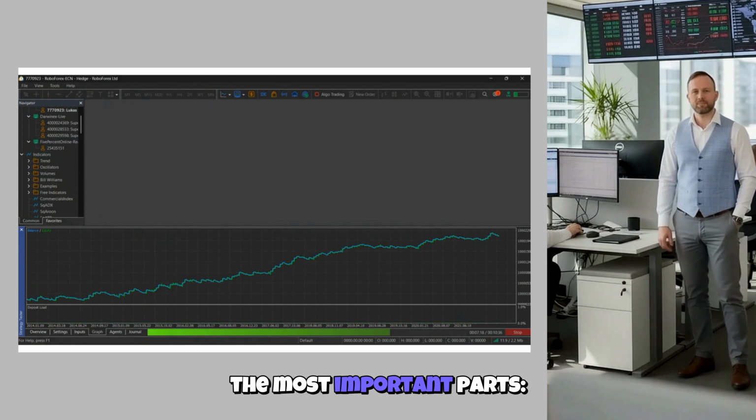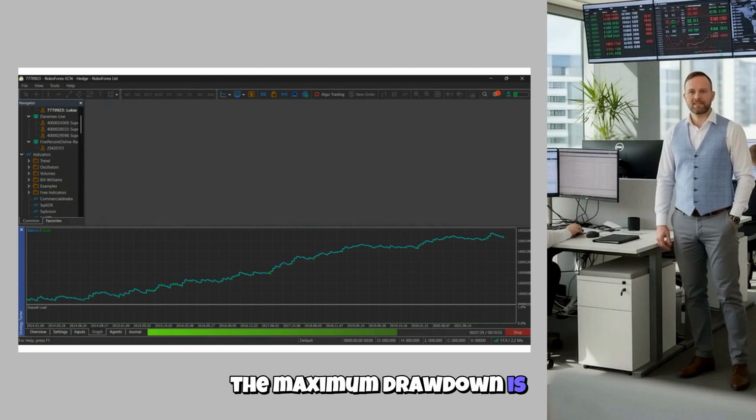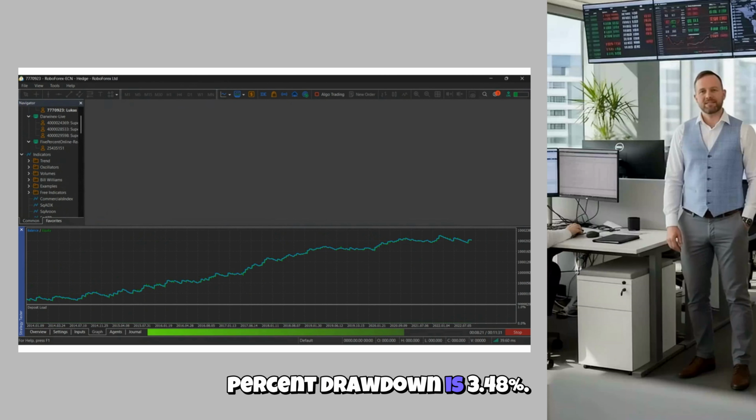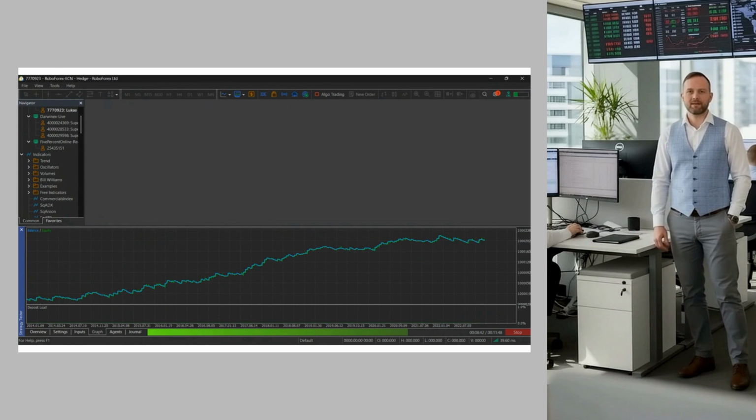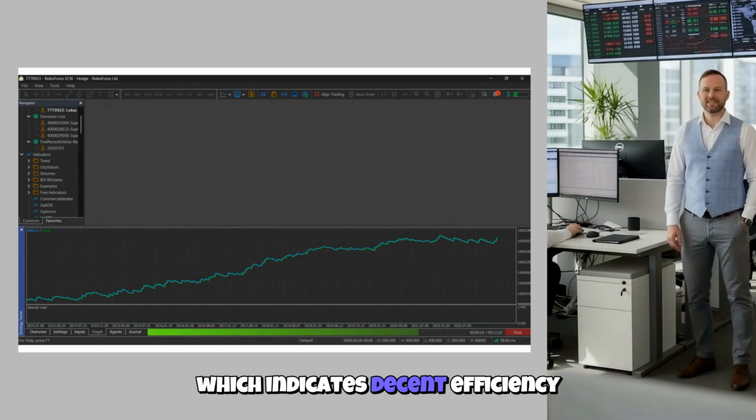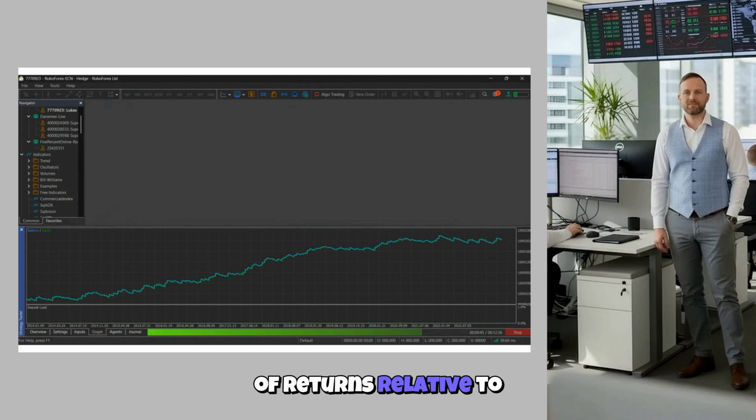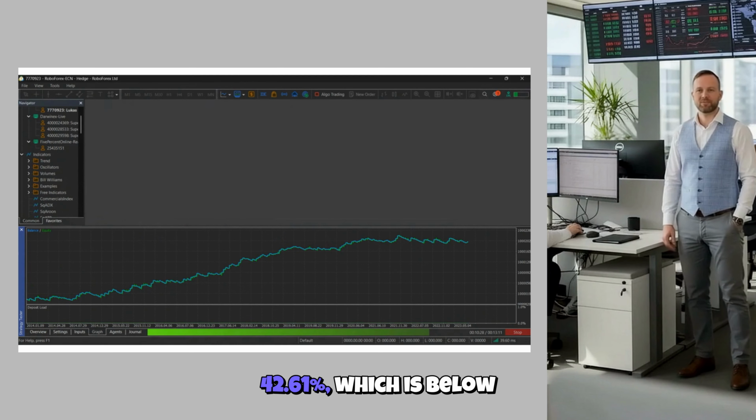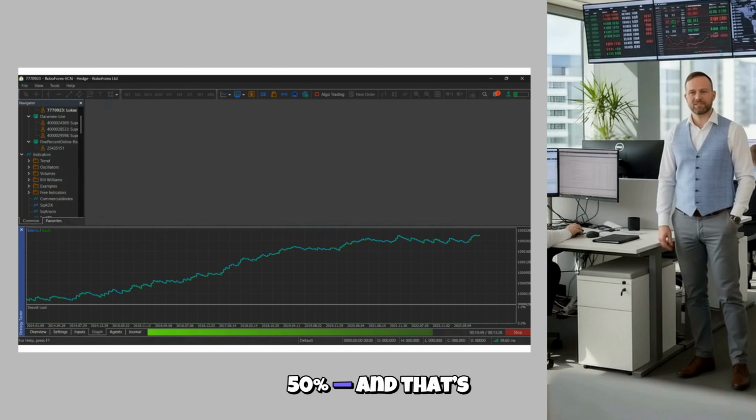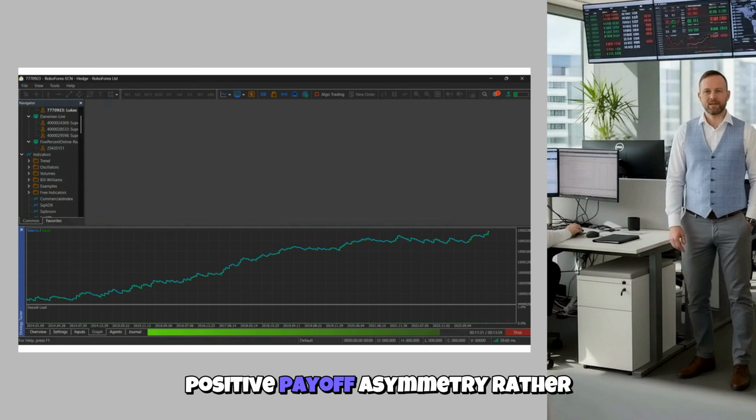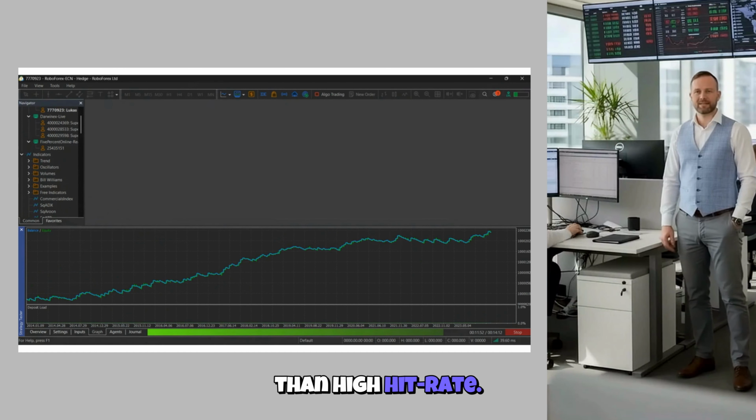Drawdown is one of the most important parts. The maximum drawdown is about 374.6, and the percent drawdown is 3.48%. Return to drawdown ratio is 11.03, which indicates decent efficiency of returns relative to the stress the system experiences. The win rate is 42.61%, which is below 50%, and that's perfectly fine here because the system relies on positive payoff asymmetry rather than high hit rate.